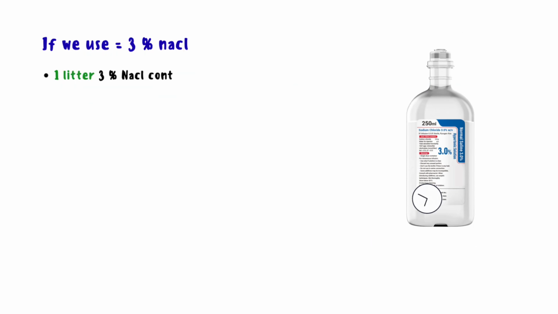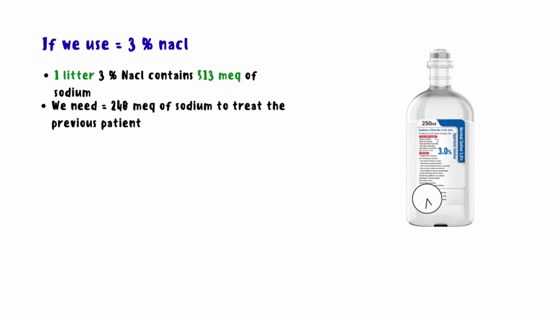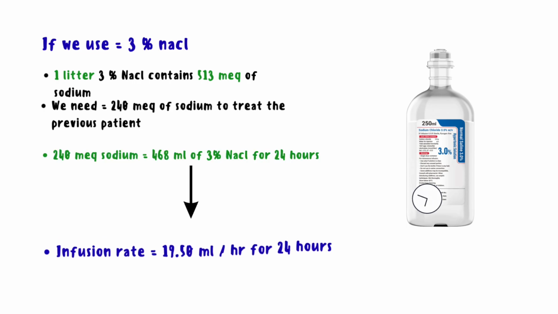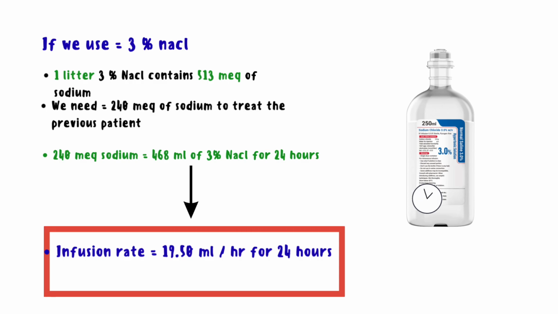So now if we use 3% NaCl for this case, we have to calculate what our infusion rate will be, right? As we know, 1 liter of 3% NaCl contains 513 milliequivalents of sodium, but we need only 240 milliequivalents over 24 hours. Means if we infuse 19.5 milliliters of 3%, proper treatment is necessary for even asymptomatic chronic hyponatremia.